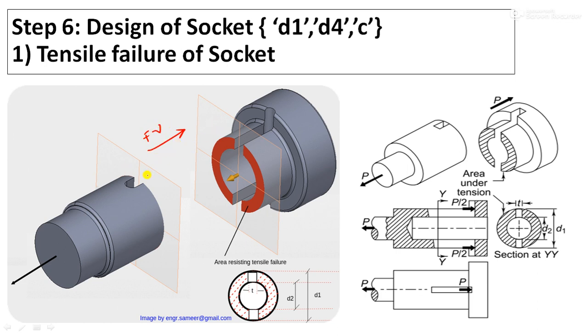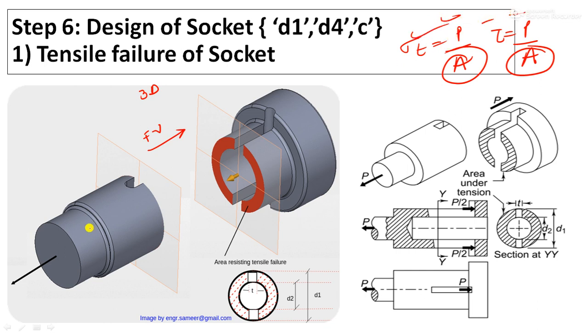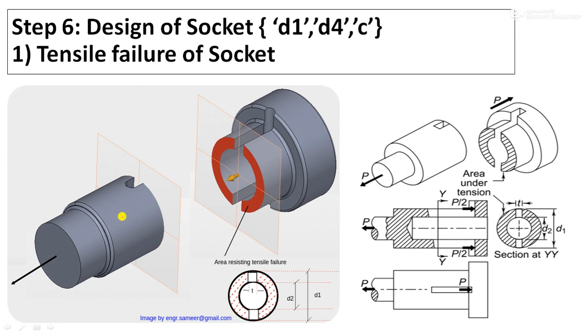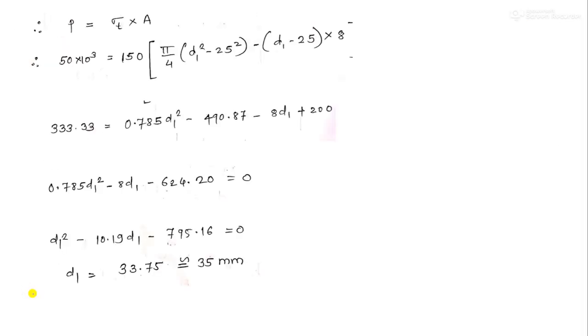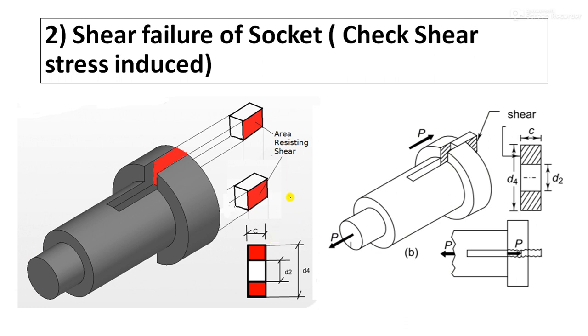Whenever you look from the front view at this three-dimensional figure, you can easily understand the area resisting the tensile failure. Once you understand that area, the formula is very simple: sigma t is equal to p upon a, or tau is equal to p upon area. The important thing is to find the area, because p, sigma t and tau are already calculated and constant. Remember, look from the front view, as in engineering views, for tensile failure. Similarly, for shear failure, look from the side view, and you can see what area will be sheared.